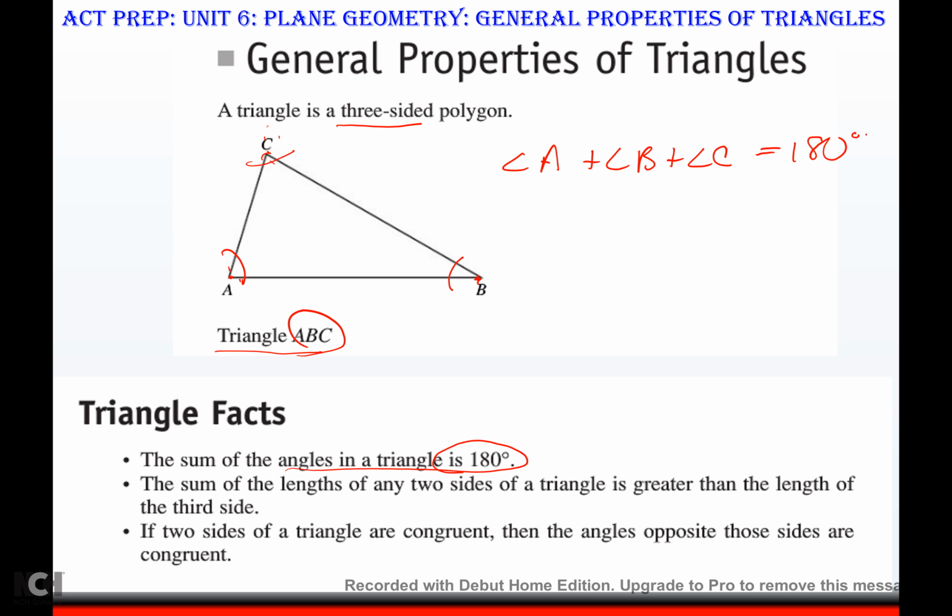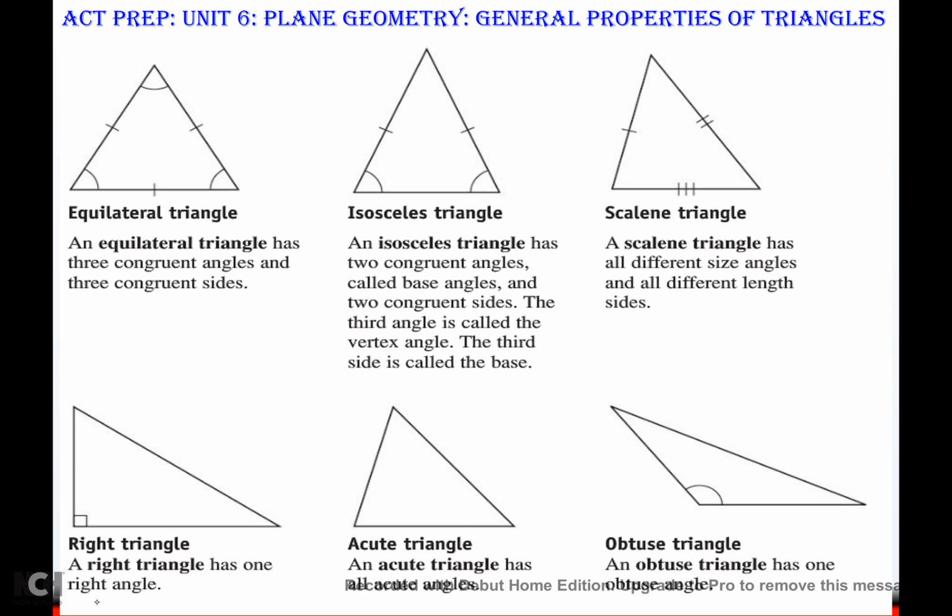And the third fact is if two sides of a triangle are congruent, then the angles opposite those sides are congruent. So if I give you a triangle and I tell you that this side is equal to this side, then you know that this angle has to be equivalent to that angle. Okay? So let's talk about some different types of triangles.